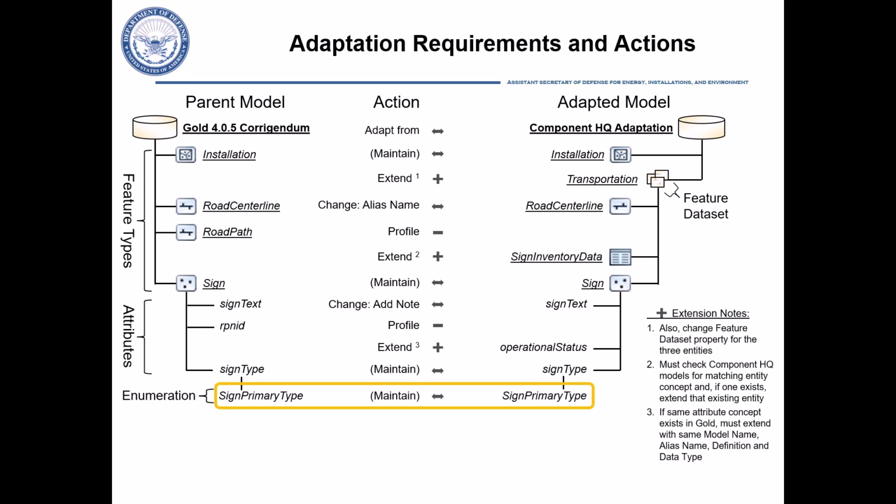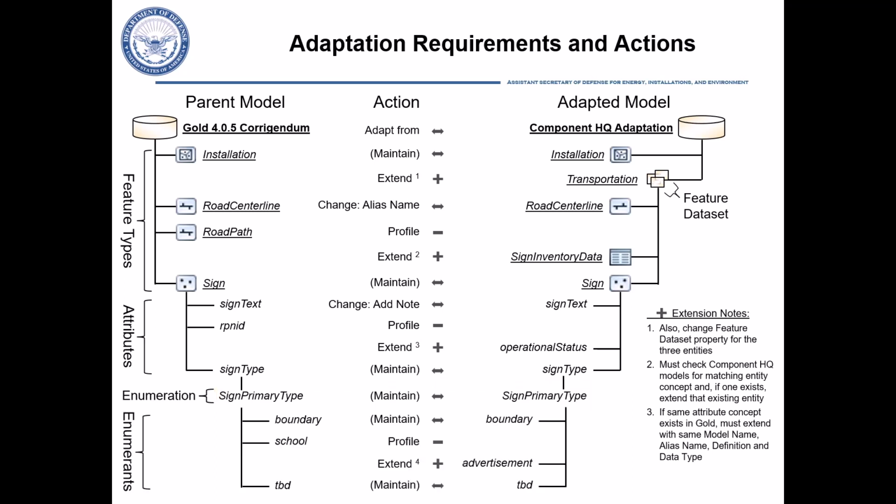In the parent, sign type is constrained by the sign primary type, and no change to this property is required in the adaptation. Note that the sign primary type enumeration contains 13 enumerants. Only 3 of those are considered here for the sake of brevity. The first enumerant to be considered is boundary, for which the parent form meets the adaptation requirements. The second enumerant is school, which is not required in the proposed adaptation. The third is advertisement, which is not in the parent model and thus must be extended.